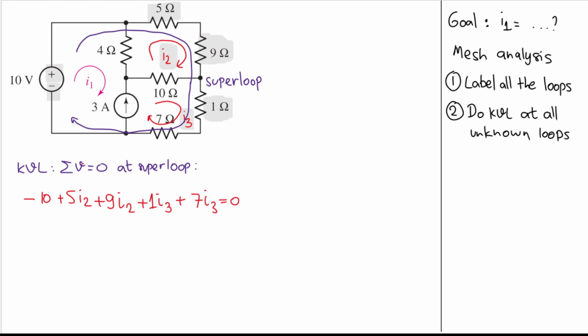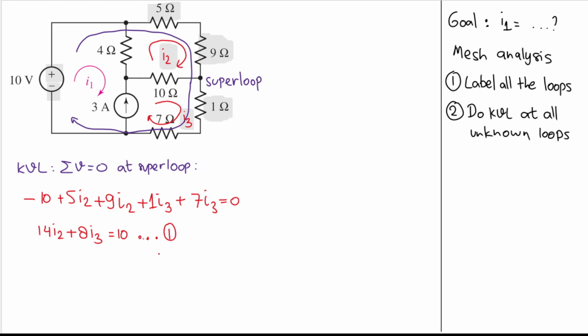Good, now I think we can simplify this. We will have 5 plus 9, that will be 14, multiplied by I2. And then 1 plus 7, that will be 8, right? So we'll have 8 I3, and that will equal 10. Good. And I think there is nothing more that we can do from here. So we save this as an equation number.